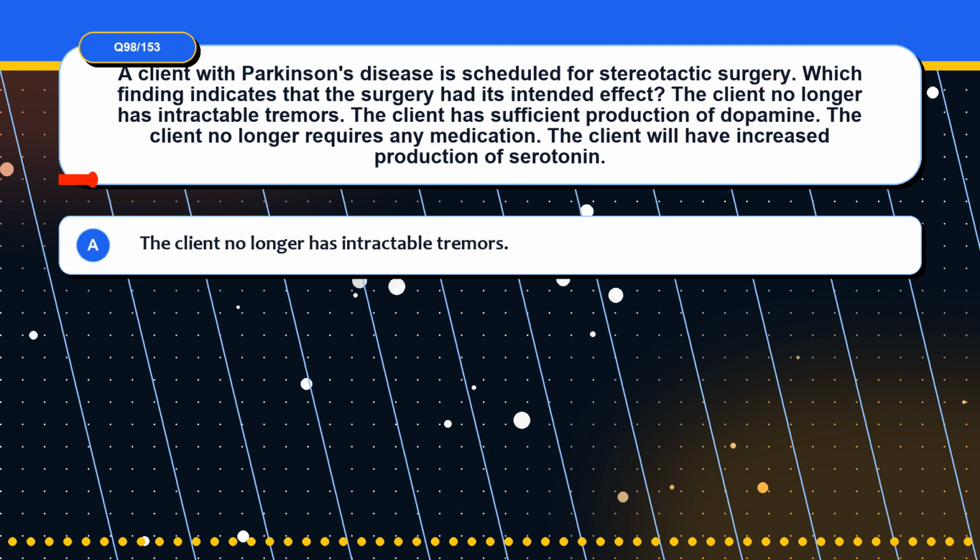Question 98. A client with Parkinson's disease is scheduled for stereotactic surgery. Which finding indicates that the surgery had its intended effect? The client no longer has intractable tremors. The client has sufficient production of dopamine. The client no longer requires any medication. The client will have increased production of serotonin. Here are the options. Option A. The client no longer has intractable tremors.